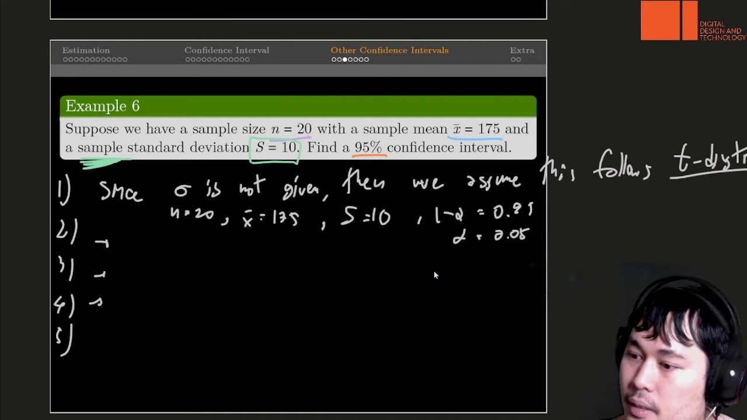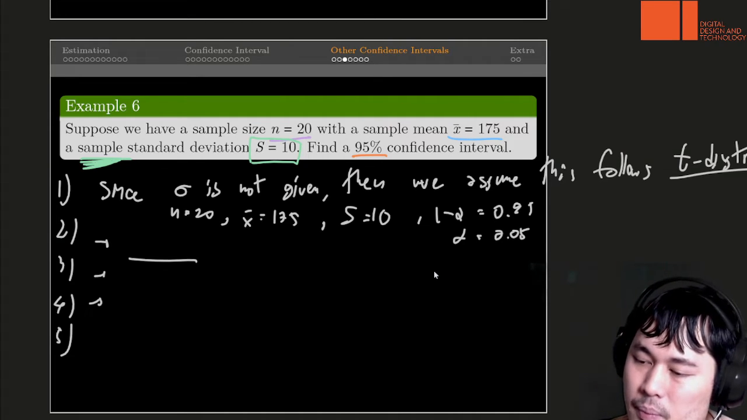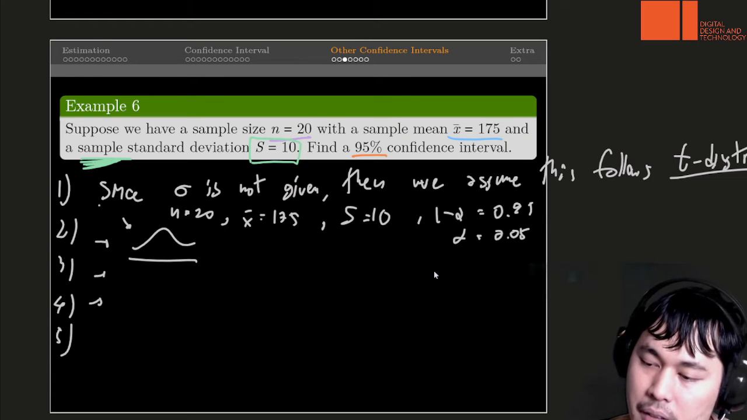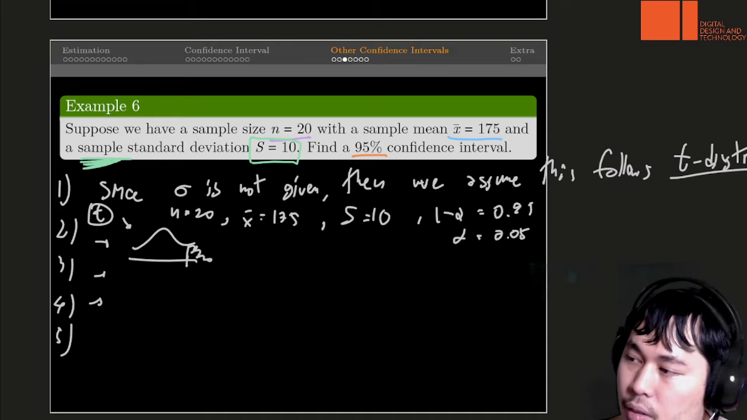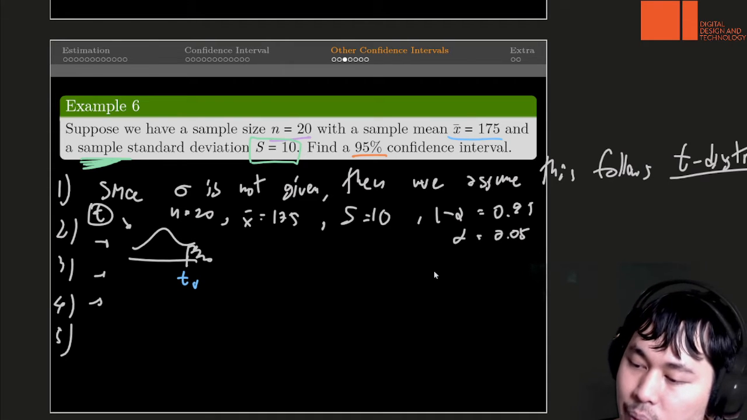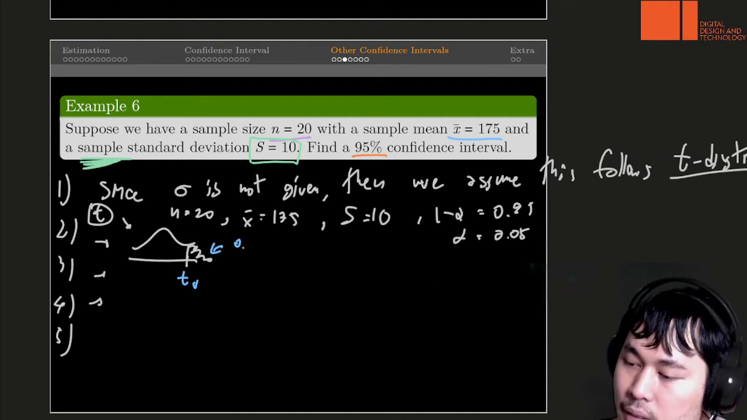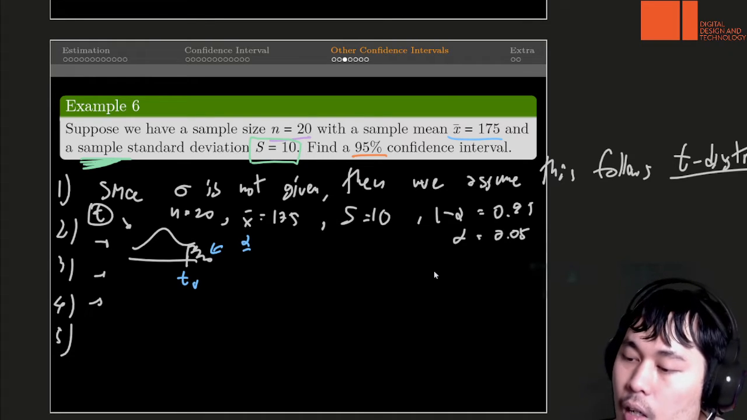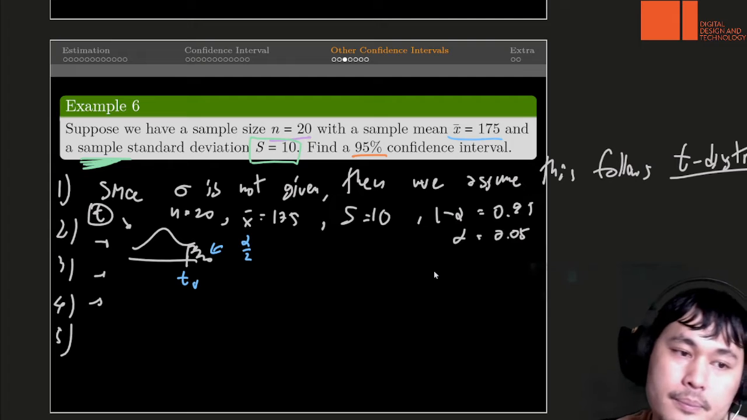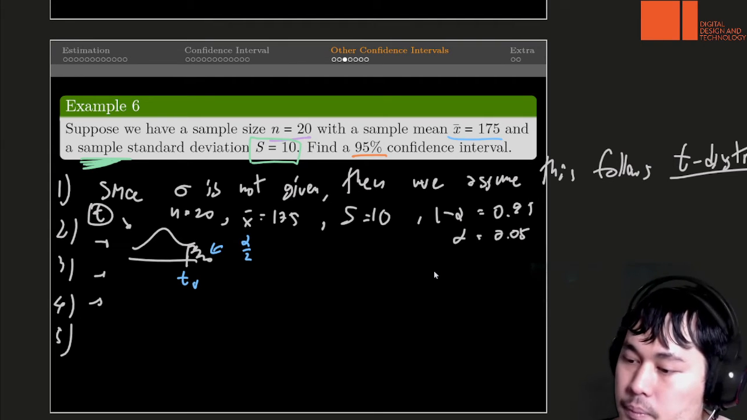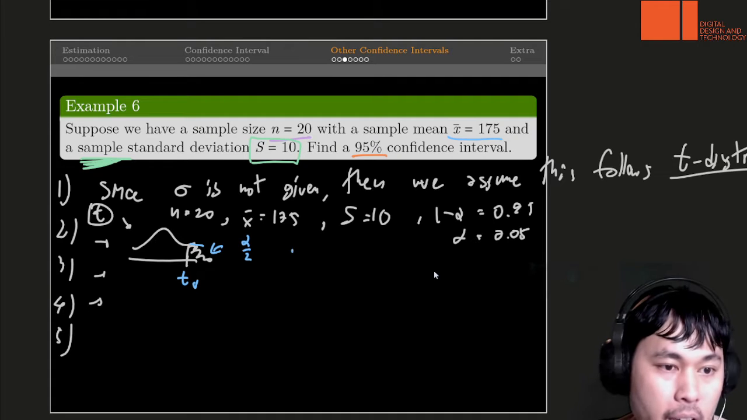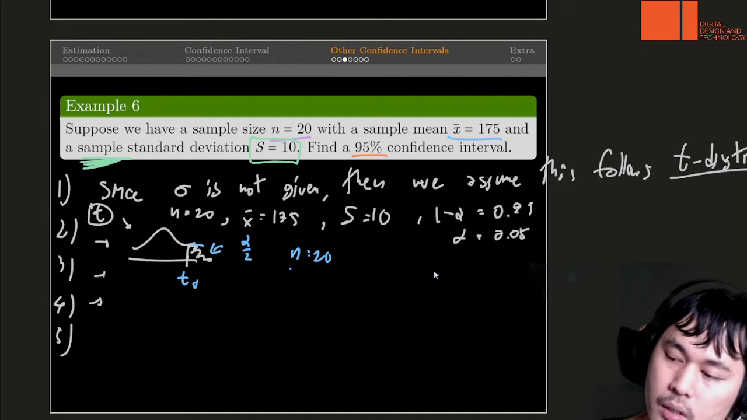so we're gonna have to look at a different curve. It's gonna be the t distribution, but the same idea applies. We find a point where the area to the right of that point is alpha over 2. I think I made a typo. Here n is 20, here n is 20.